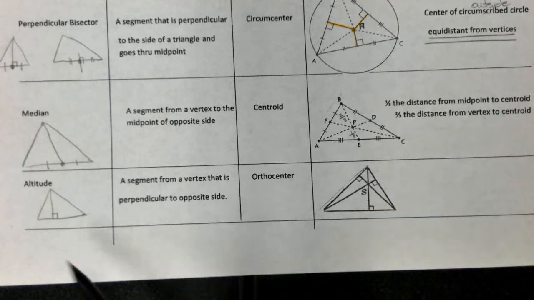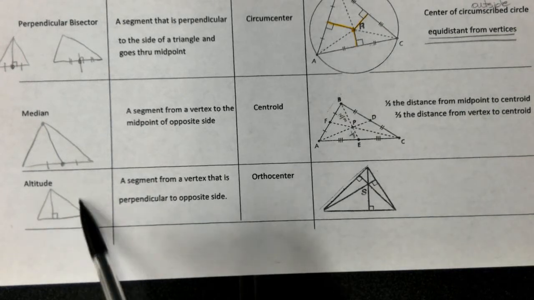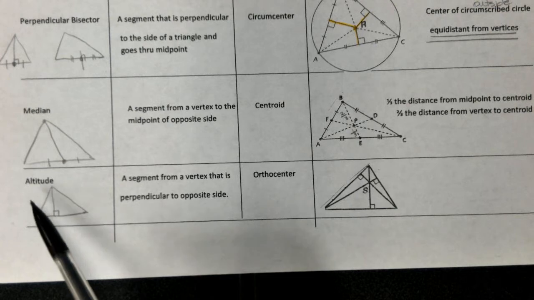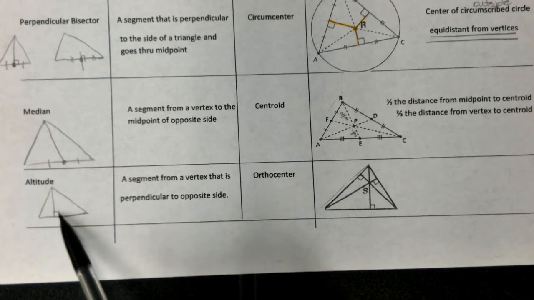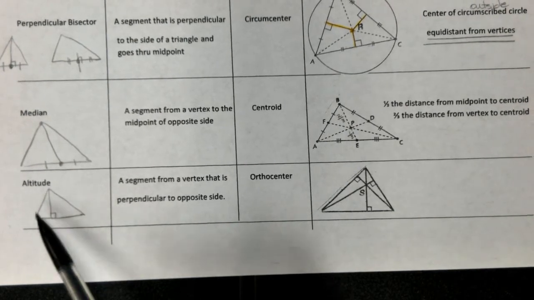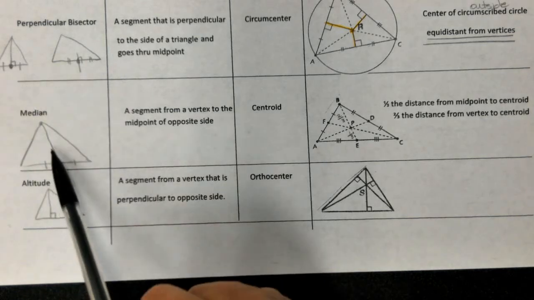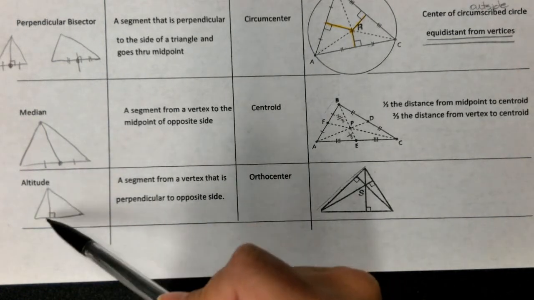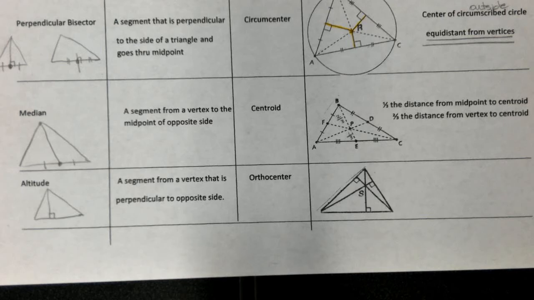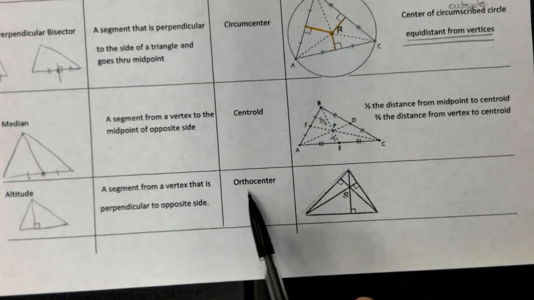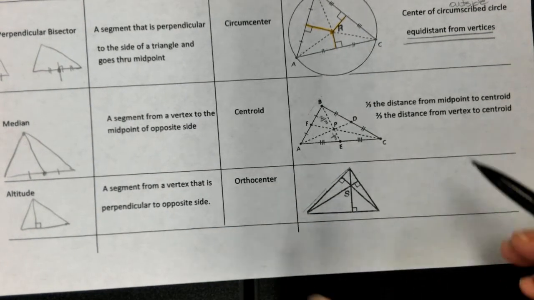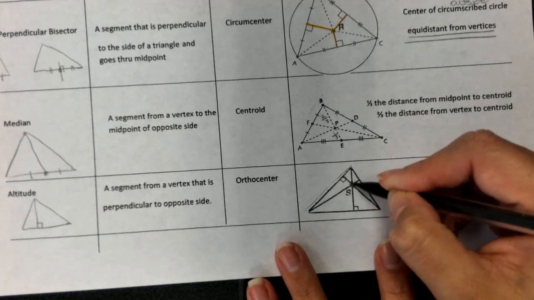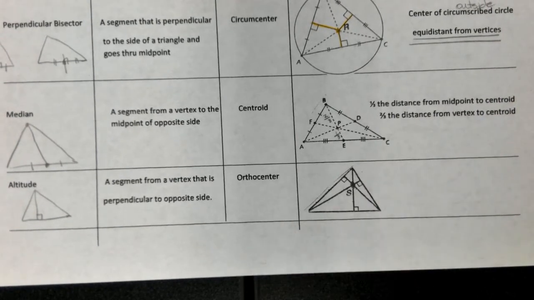And then altitude. This is probably the most common special line segment. It's a segment from the vertex that is perpendicular to the opposite side. Notice that we do not have any marks about the segment. It is just a line that forms a 90-degree angle. Its point of concurrency is called the orthocenter, and here it is right here. There's not a lot that's special about the altitude other than the fact that it forms a 90-degree angle. And that's it. It doesn't do anything else.